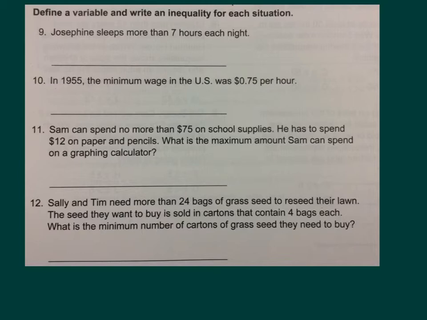So let's look at number 9. Number 9 says Josephine sleeps more than 7. So here's my 7. How do I indicate more than 7? So something has to be more than 7. Well, we need to define a variable. In this case, since we're talking about hours, we're going to let h be the number of hours. And again, our inequality is the hours are going to be greater than 7. That's number 9.